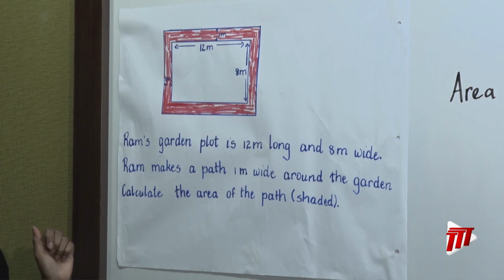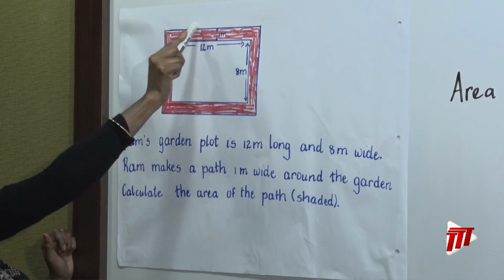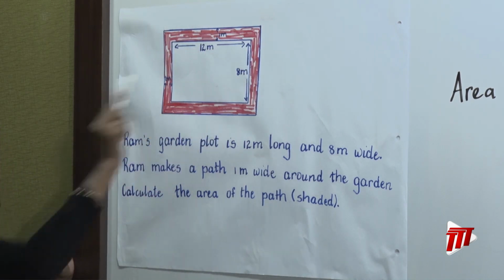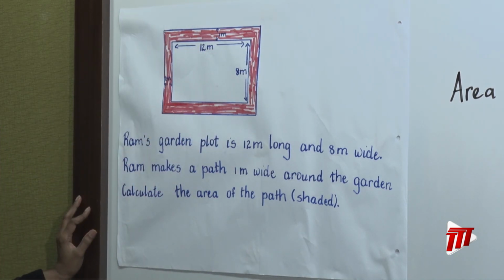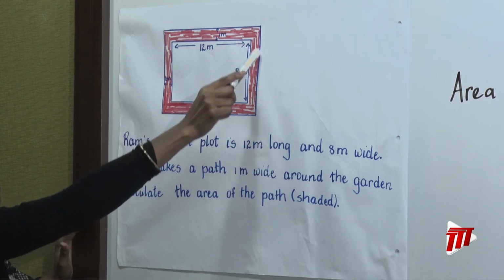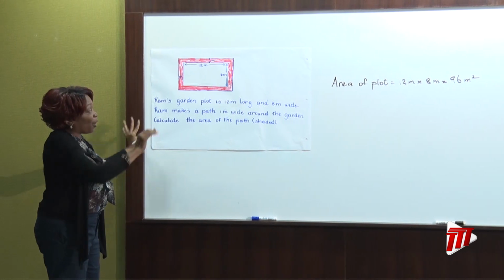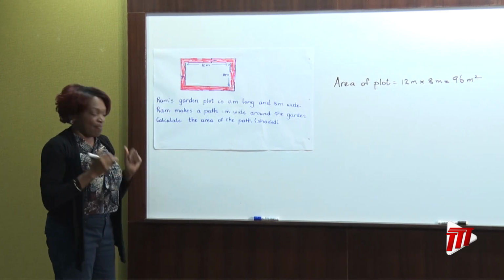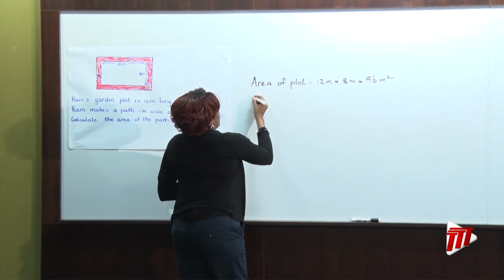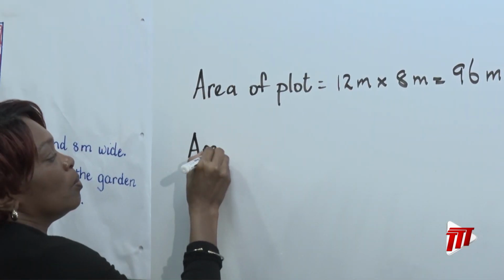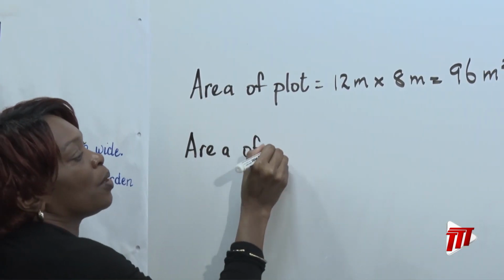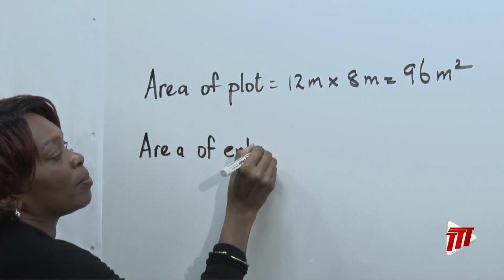So in truth and in fact, the length of the entire area here would be 14 meters and the breadth would now be 10 meters. So we can use those dimensions to find the area of the entire area.